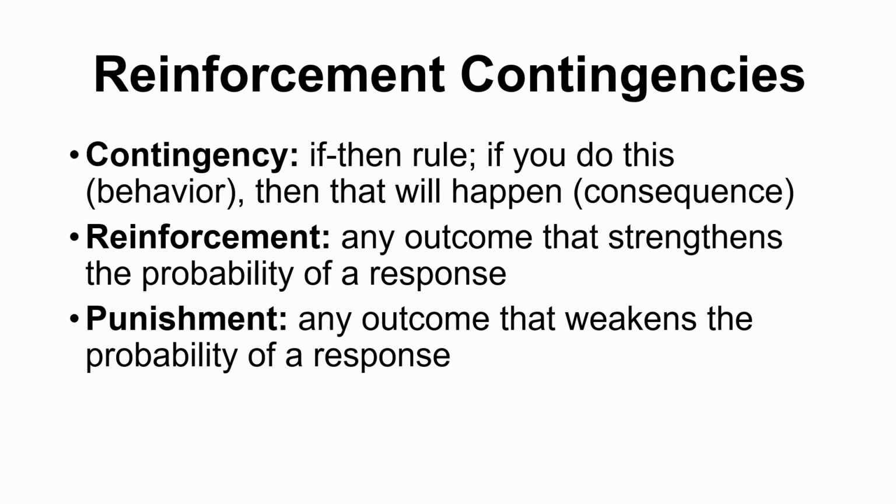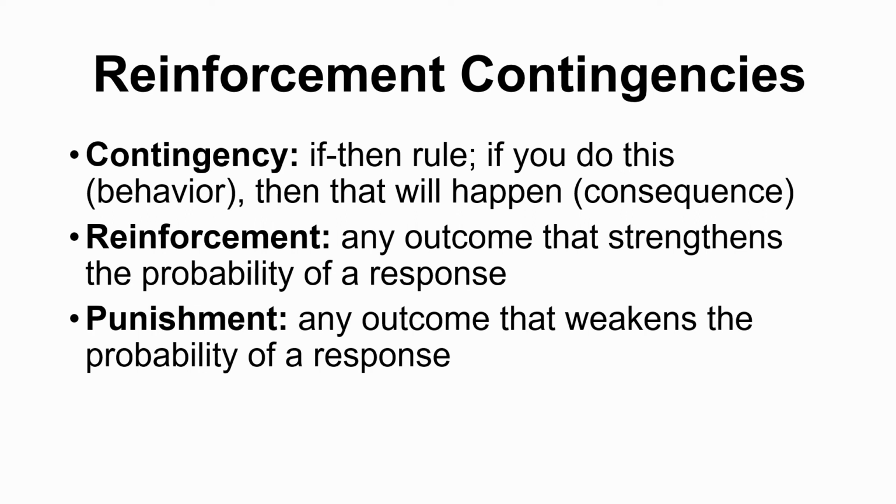In contrast, we can have punishment, which is any outcome that weakens or reduces the probability of a response being done in the future. So I actually used an example of this earlier. So if you push that lever and the lights turn out, that's not a good thing, that's a bad thing. So pushing the lever and the lights go out means that you would be less likely to push that lever in the future. So we could call that punishment.